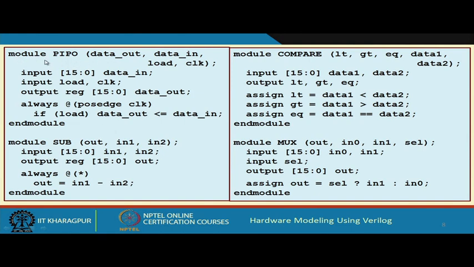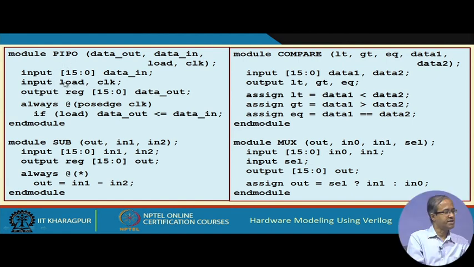First the register, parallel in, parallel out, with data in, load, clock. It is very simple. Data in is the input, load and clock are single bit control signals. Always at the positive edge of the clock, if the load signal is active, then data in goes to data out, it is loaded. Subtractor is a combinational circuit, very simple. In 1, in 2, out are all 16-bit numbers. Whenever anything changes, always at star, out equals in 1 minus in 2.